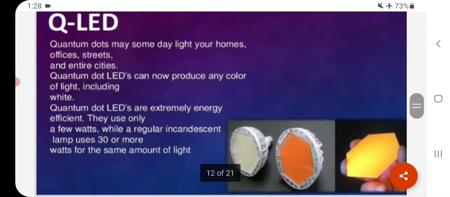QLED. Quantum dots may someday light your homes, offices, streets, and entire cities. Quantum dot LEDs can now produce any color of light, including white. Quantum dot LEDs are extremely energy efficient. They use only a few watts, while a regular incandescent lamp uses 30 or more watts for the same amount of light.